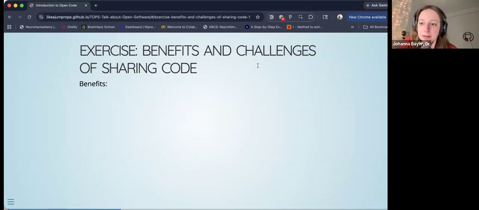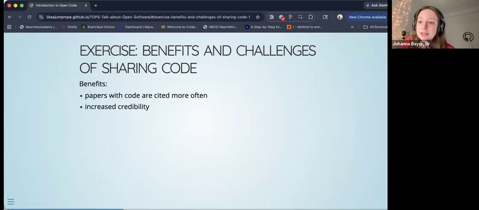Yeah, so I've listed a couple of benefits and disadvantages here. Papers with code often get cited more often. That's a fact; there's literature on that. You have increased credibility because people believe in your method if they can reproduce it. It's good for your portfolio. I don't know whether some of you think about maybe a career in software, if science doesn't work out.